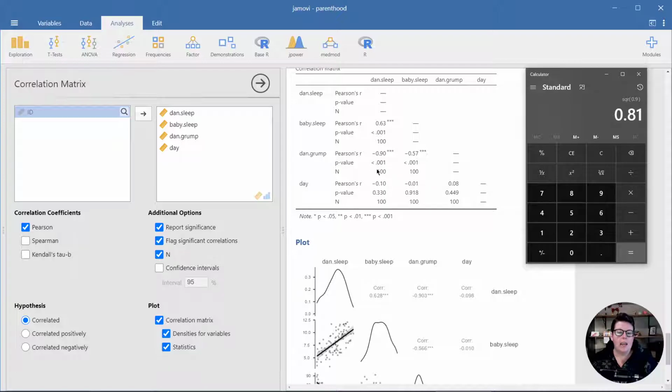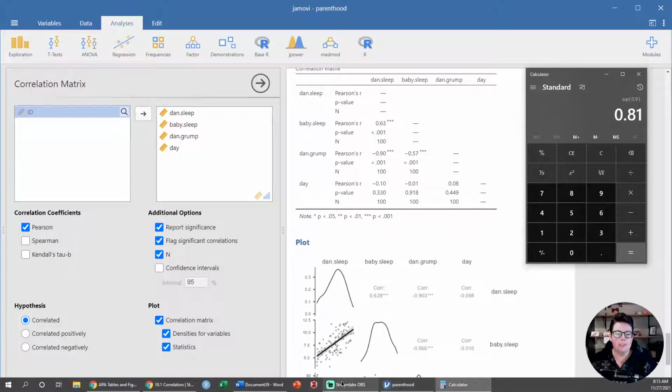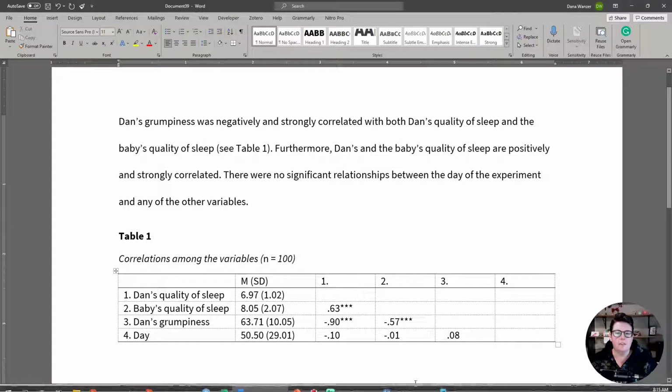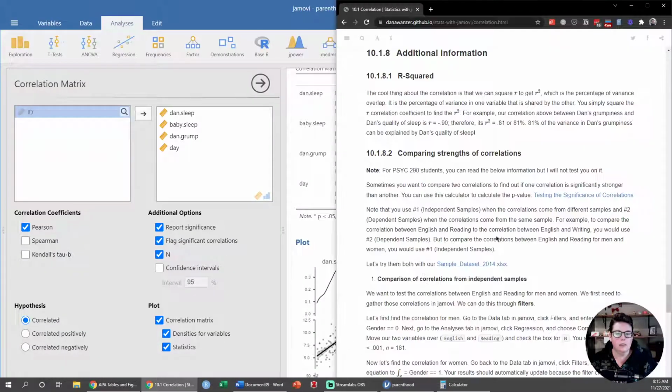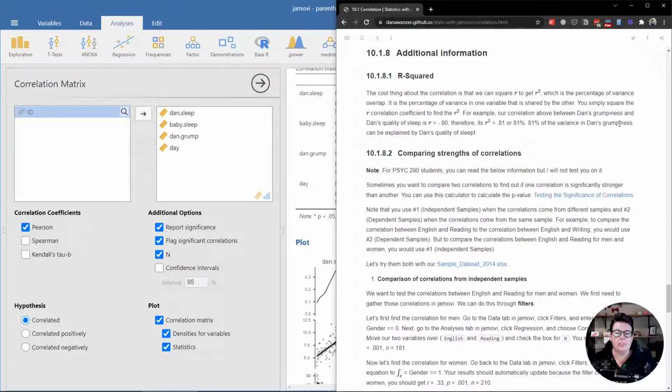Let's do it this way. 81% of the variance in Dan's grumpiness is related to Dan's quality of sleep. So like there's an 81% overlap. If we were to do a Venn diagram and we have the two circles, the overlap part of the two circles would be 81%. And then the unique part would be 100 minus 81, the rest of it. And so 81% of the variance in Dan's grumpiness can be explained by Dan's quality of sleep.